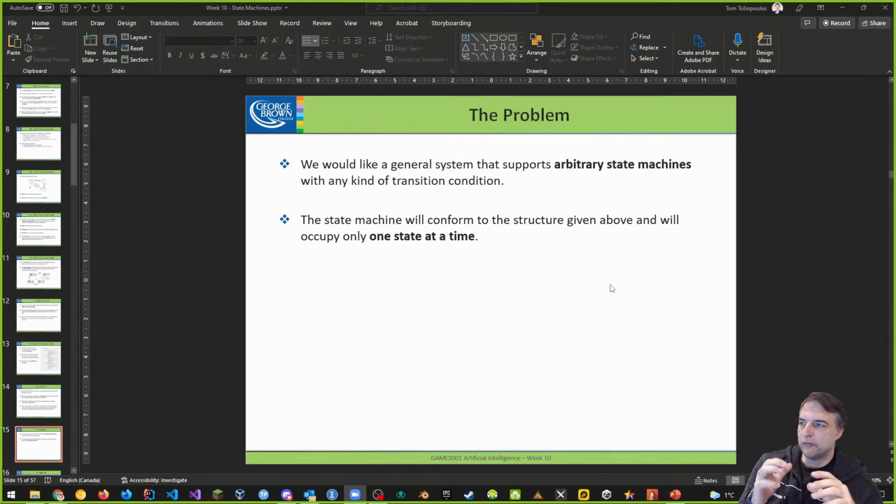And the state machine will conform to the structure given above. So it's going to have those 4 properties, and it's also going to have an internal state, an initial state and a current state, those things that we want. And it'll only occupy one state at a time. So it can't have multiple states happening at the same time, okay?